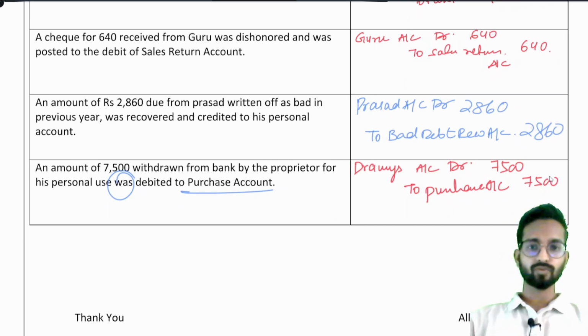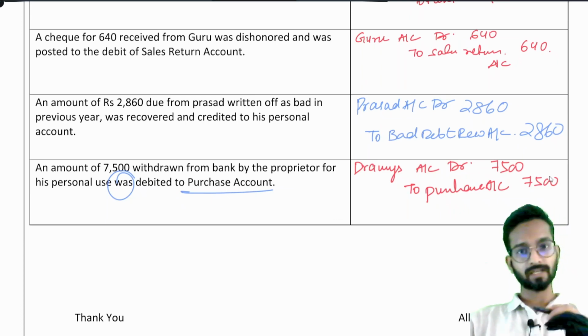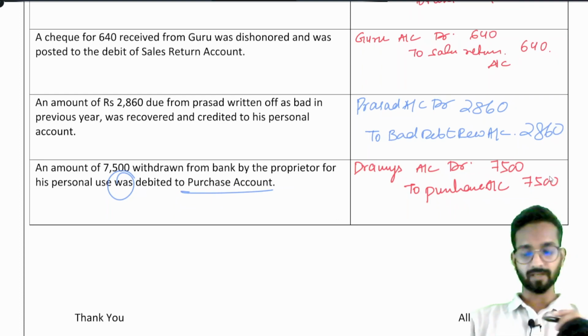See, try to write the directly rectified entry, okay? Because in the exam you are supposed to write the directly rectified entry only. You are not supposed to write the wrong entry, the reversal, then the correct entry. That I have taught just as a method, because we had to learn how the rectified entry is formed, okay?